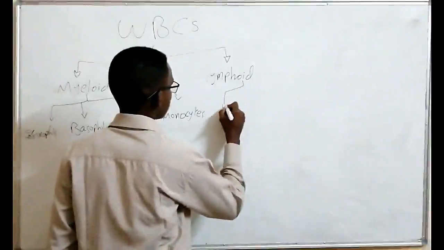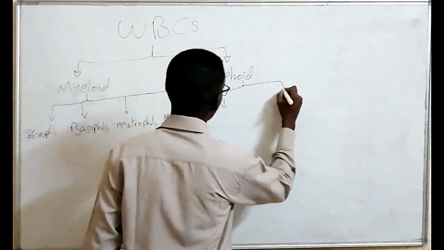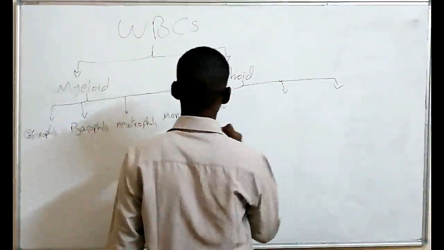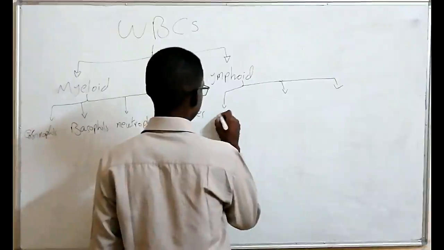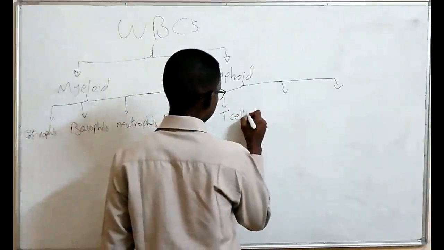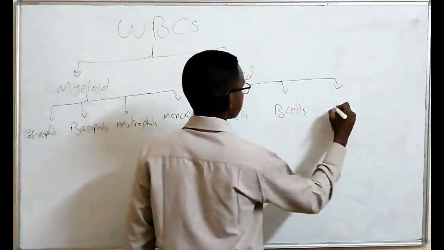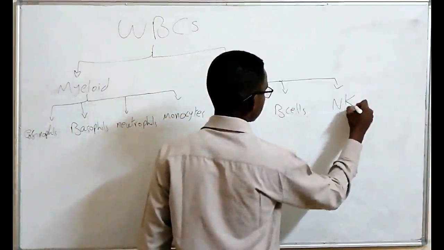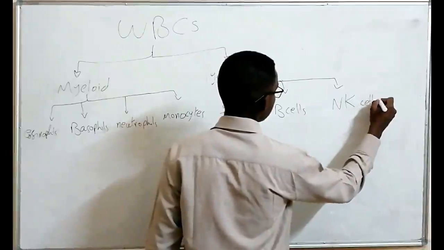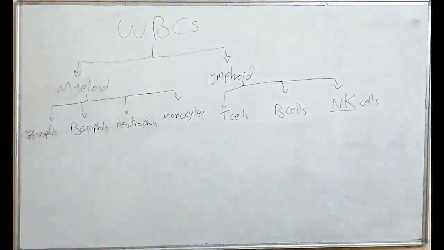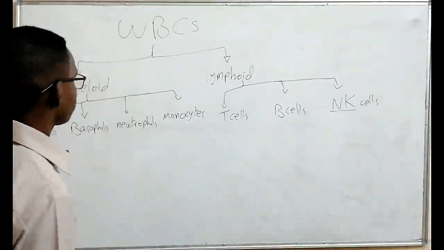Well, we have the cells that originate from the lymphoid progenitor cells, and they are T cells, B cells, and natural killer cells, or NK. So these are the white blood cells and their classification according to the origin.